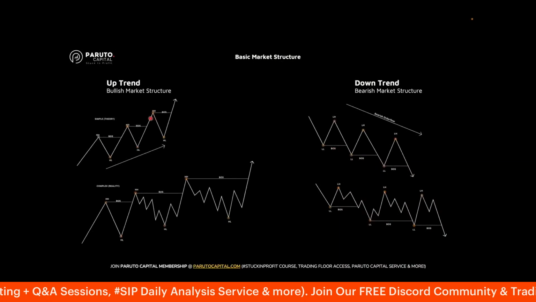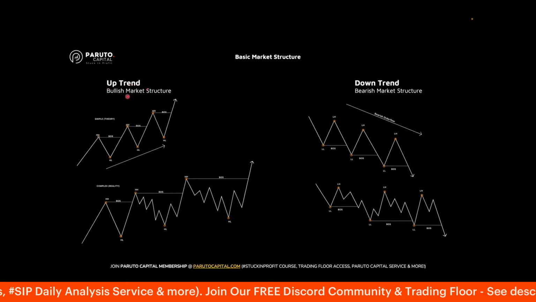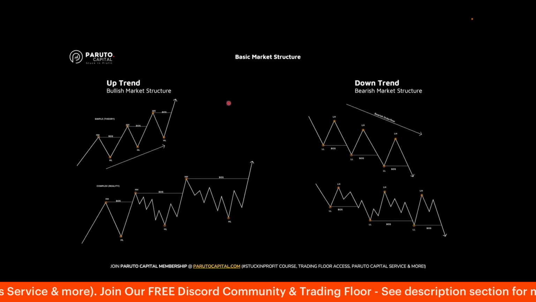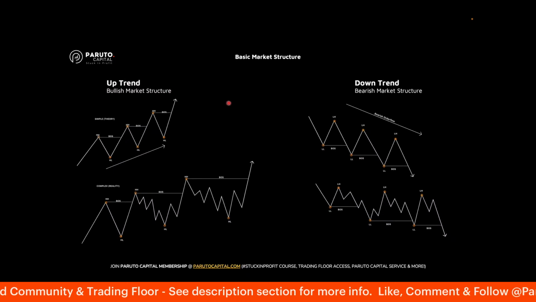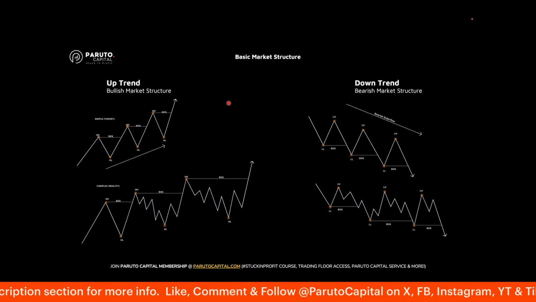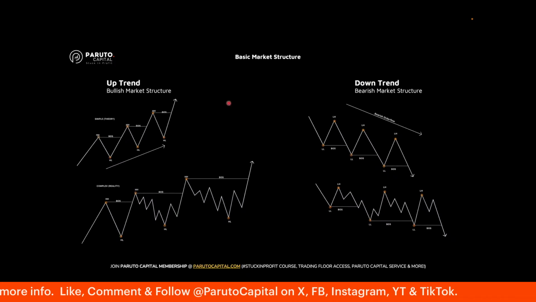Okay, so right here we have the uptrend, the bullish market structure. When we talk about market structure, basically, these are just patterns that give us an idea, a bias, as to what the market is going to do, an expectation as to how the market is going to behave.